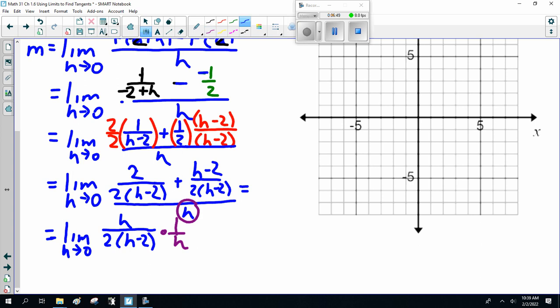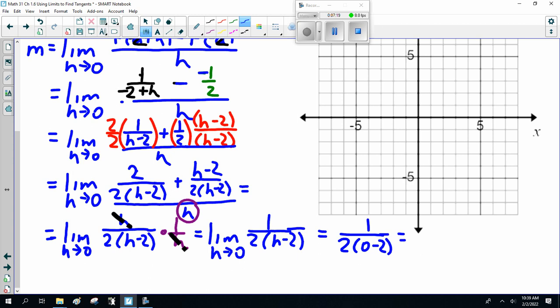If I do it that way, it's a little neater, and you see more clearly that h divided by h cancels out. So this becomes the limit as h goes to 0 of 1 over 2 times h minus 2. Now we can do simple substitution and plug in h is 0. So now I don't need a limit anymore. This becomes 1 over 2 times 0 minus 2, which is 1 over 2 times minus 2, which is minus 1/4. All right, that's my slope.